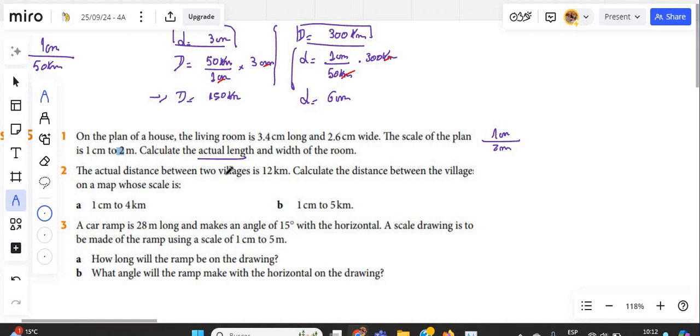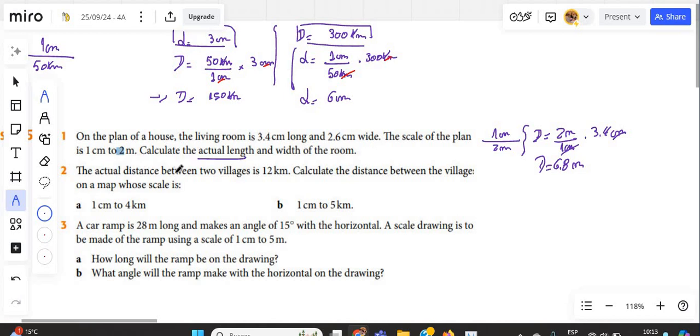So if you want to know the real distance, you have to use the scale the other way around. 2 meters represent 1 centimeter. If you measure 3.4 centimeters, what can you do? You can simplify like this to 6.8. The distance is 6.8 meters. And so on, and the same with the other one.